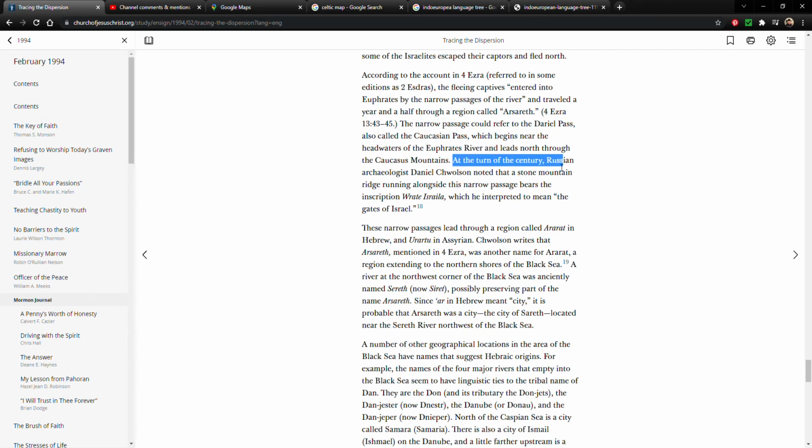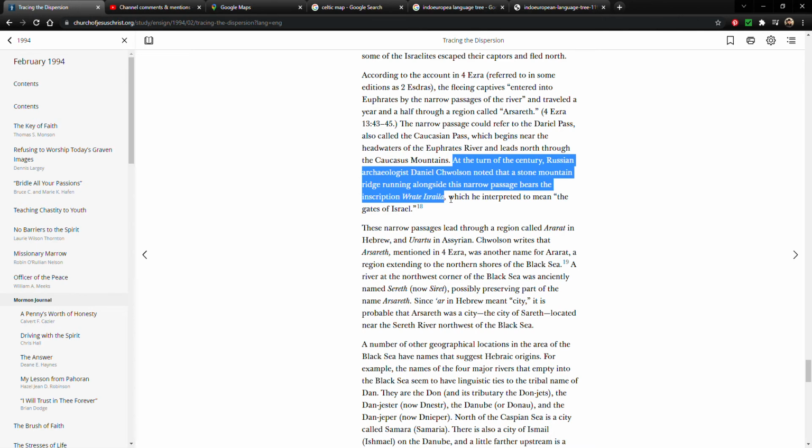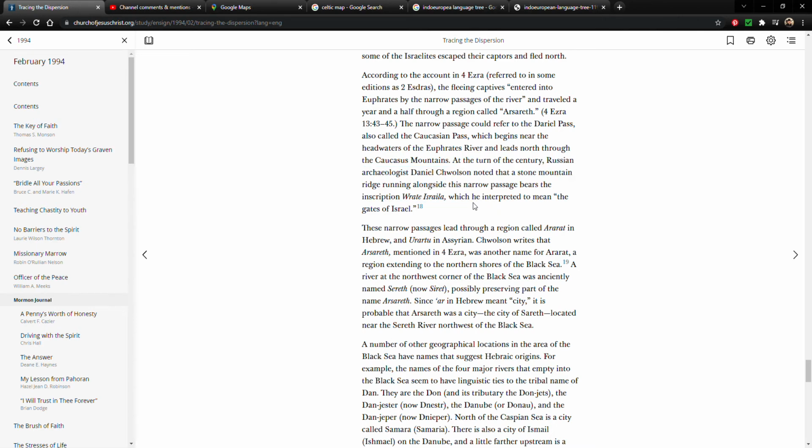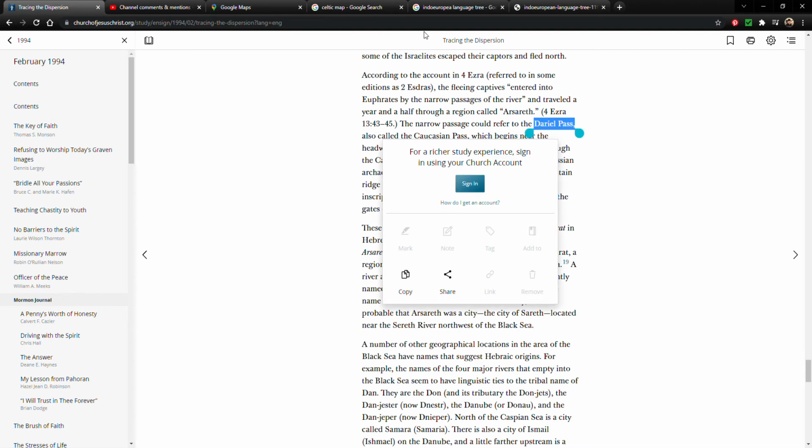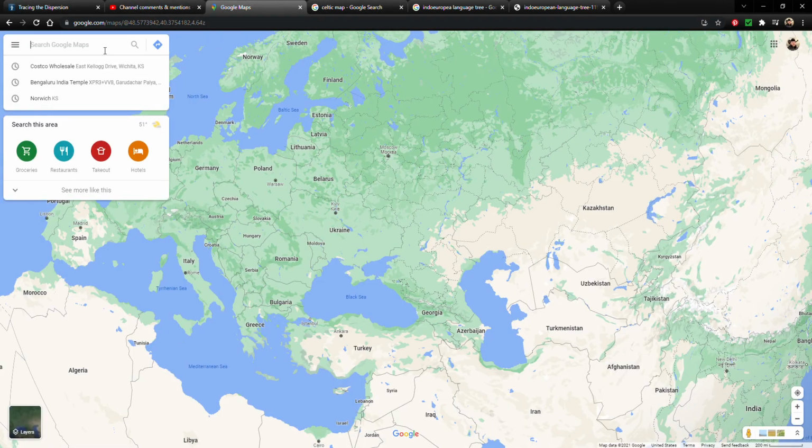At the turn of the century, Russian archaeologist Daniel Chvolson noted that a stone mountain ridge running alongside this narrow passage bears the inscription Reit Israela, wow, which he interpreted to mean the gates of Israel. That is really cool. Caucasus, let's see, Darial Pass. Let me see if that will pull up in Google Maps, but let's give it a try.